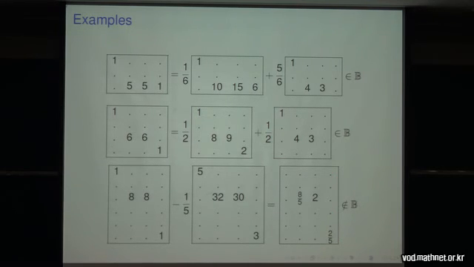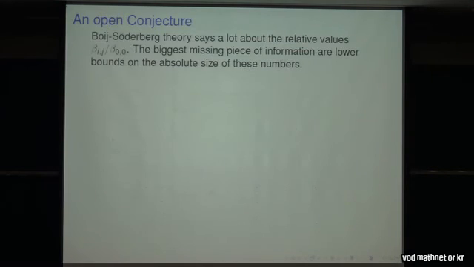So I think I was too fast. I'm finished now. No, not yet. I want to. Good. So Boij-Söderberg theory says a lot about the relative values beta_ij divided by beta_0,0, right? Because it says something about the scalar multiple, only up to scalar multiple. So the biggest missing piece of information is a lower bound for the absolute size of these numbers.